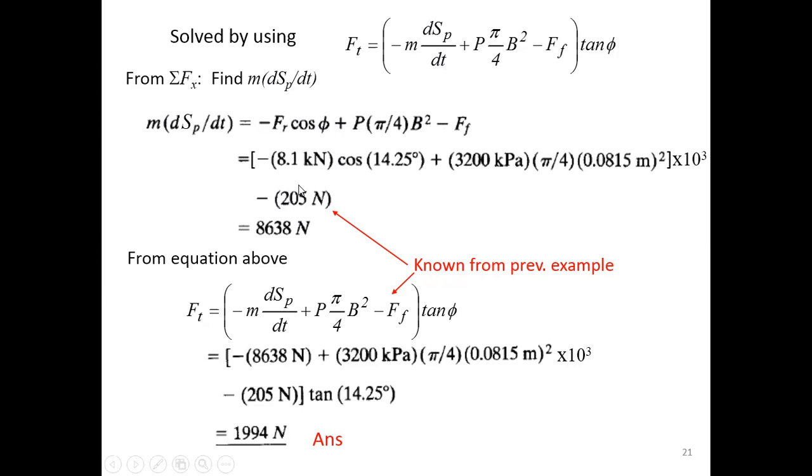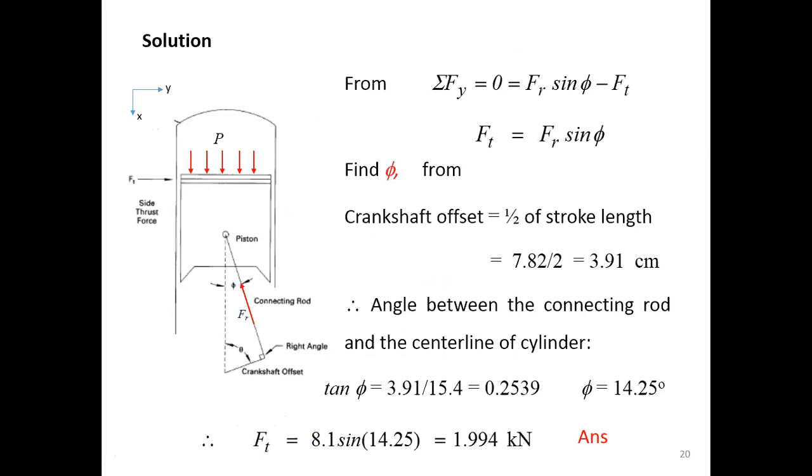This comes out from our previous examples. We know the frictions from our previous example, so we can find the inertia force. The whole term here is called the inertia force, which is 8,000 something Newton. So we just replace this inertia into these equations and calculate the rest. We can find the side thrust force, which is 1.994 kilonewton. Compared with the previous one, it has to be the same.